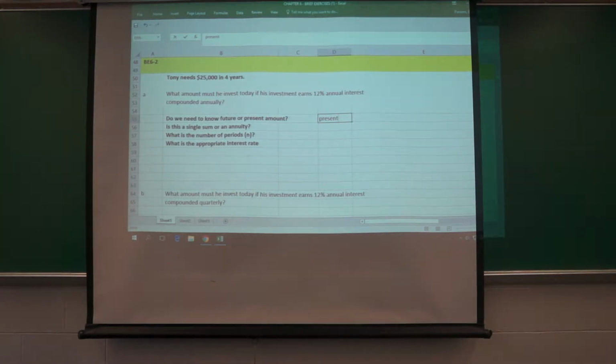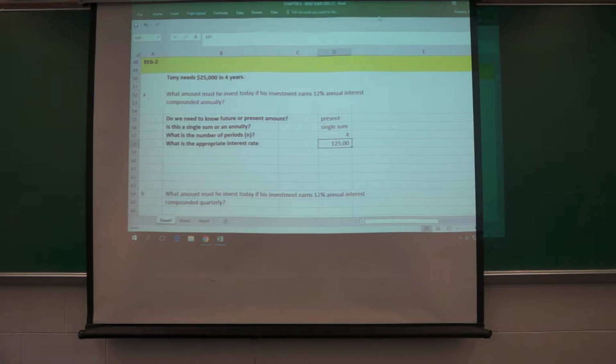Well, it's a lump sum. There's no mention of equal payments or each year or anything. It's just a lump sum. So we would just say single sum. So that gets us to the table, present value, single sum. Number of periods, he needs it in 4 years. It's compounded annually, so it would be 4. And the appropriate interest rate is 12%.